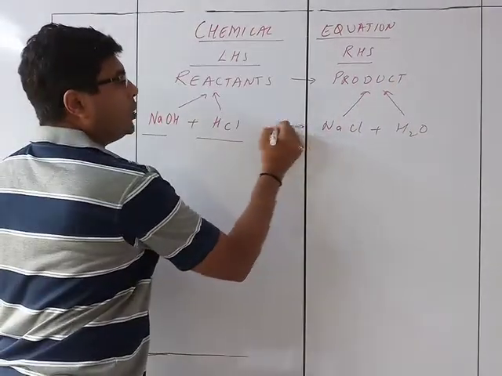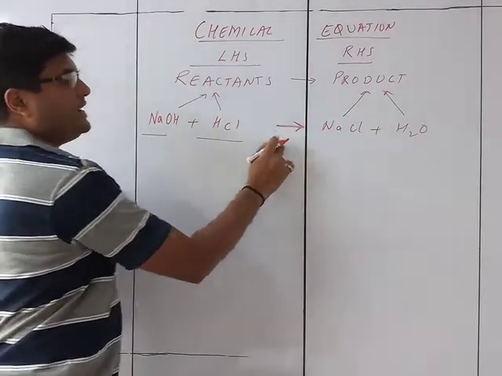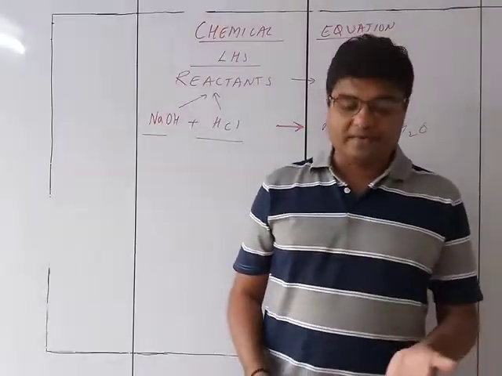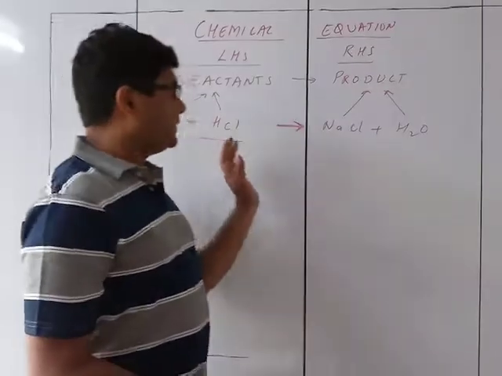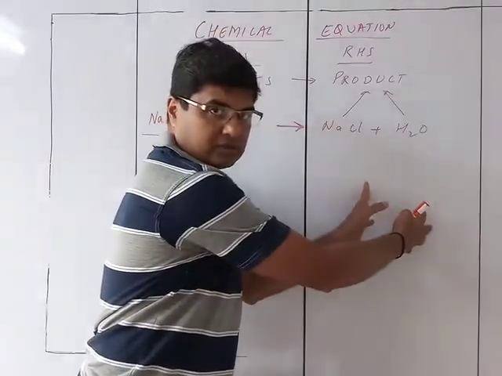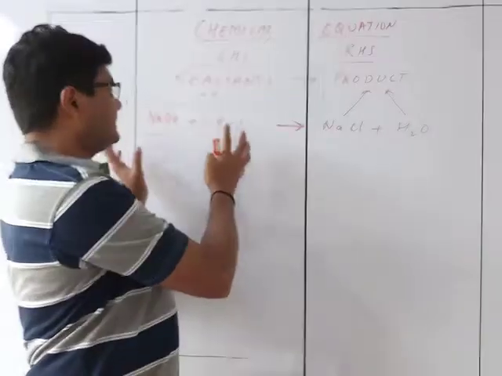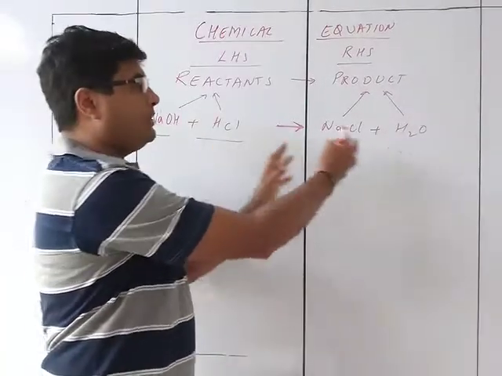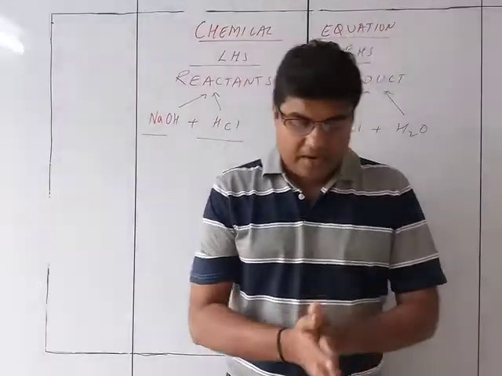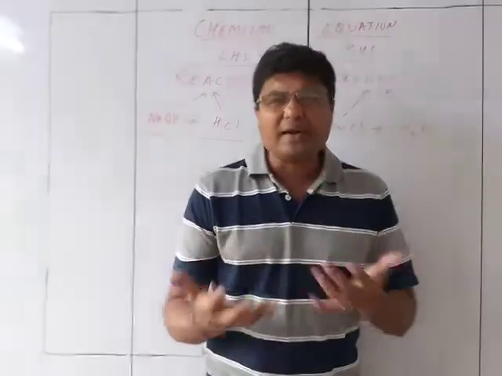The arrow here indicates 'to yield', and represents the direction in which the reaction is taking place, that this is forming into this. So this arrow tells you that this was the original thing which formed into this particular thing after the reaction took place. Accordingly, we have different kinds of equations.